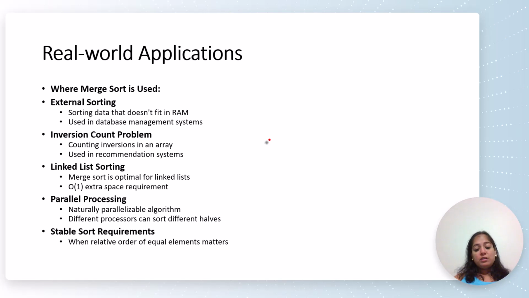It is very good for databases also. Inversion count: we need to count the inversions in an array, right? Inversions are when the elements are not in correct order. It is also used in recommendation systems, like when you see some movies, it recommends movies that you may like, or when you go to a shopping website, it recommends products you should purchase based on your history and your choices. So it is used in recommendation systems also.